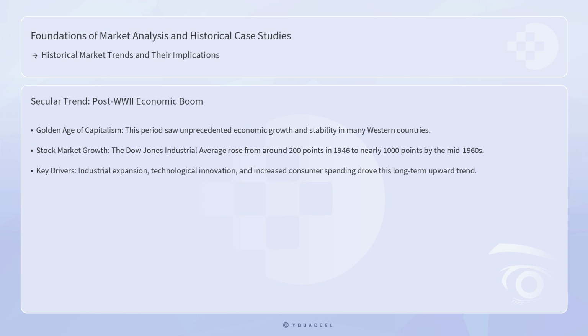by the mid-1960s. This long-term upward trend was driven by factors such as industrial expansion, technological innovation, and increased consumer spending. Investors who recognized these underlying drivers and invested accordingly were able to capitalize on substantial returns over the period.